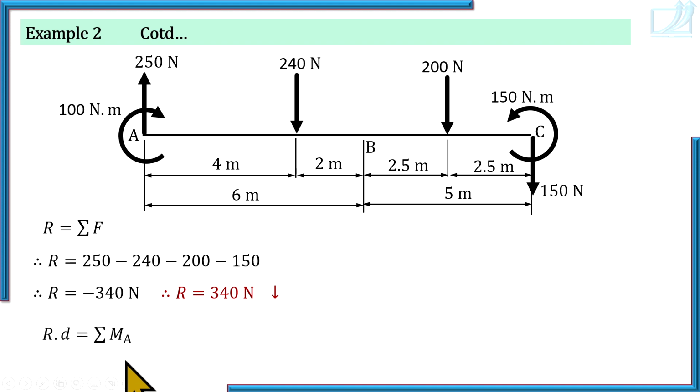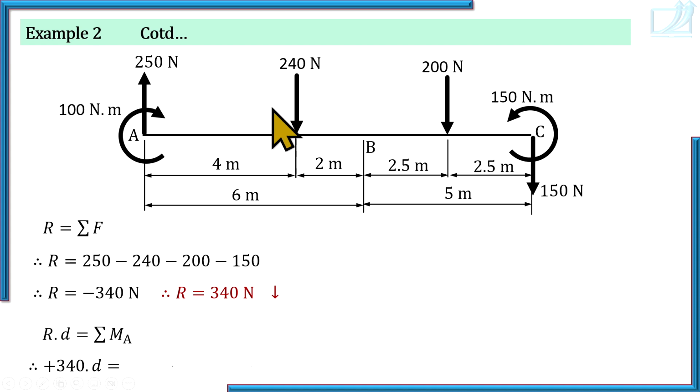Now R into D equal to sigma M. These are the two equations we use. R is equal to sigma F, R into D equal to sigma M. So 340 into D, 340, that is resultant. Remember once again, resultant is downwards, that's why you have negative sign here. But when you write the moment equation, do not use negative sign of resultant, because in moment equation we should consider direction of the moment and not the direction of the force.